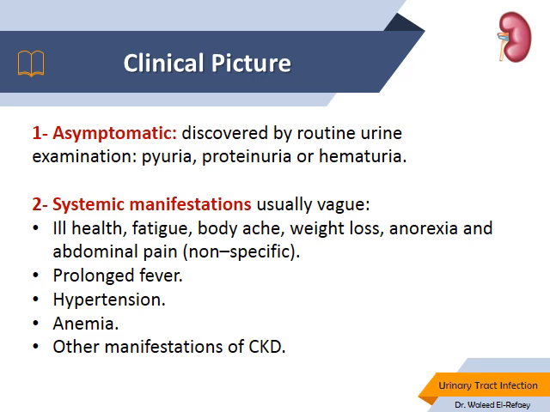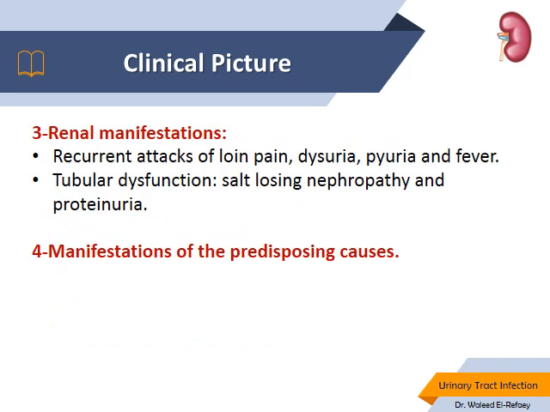pyelonephritis and chronic kidney disease, including fatigue, body ache, weight loss, anorexia, abdominal pain, specifically loin pain, prolonged low-grade fever, hypertension, and anemia as a result of chronic kidney disease, with other manifestations of kidney disease. The renal manifestations include recurrent attacks of loin pain, dysuria, pyuria, and fever, and tubular function is also affected, leading to salt losing nephropathy and proteinuria, and also manifestations of predisposing causes if present.